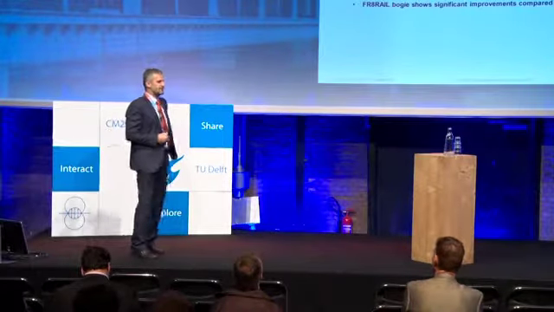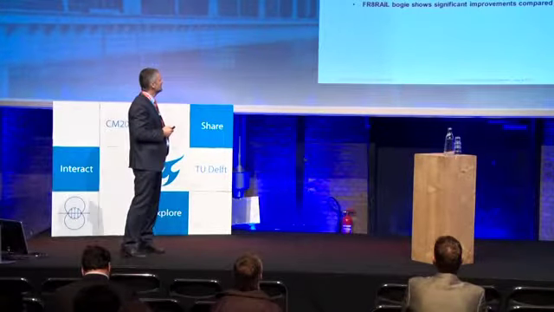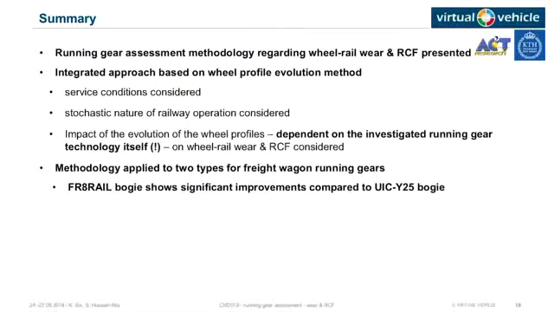I have presented a methodology based on a wheel profile evolution prediction methodology. We think it's a quite nice approach. It's fully integrated because it takes into account the evolution of the wheel profiles, which are dependent on the running gear technology itself, on wheel and rail wear and RCF, taking into account realistic operating conditions and the stochastic nature. We have applied it to this freight wheel bogie versus the UIC bogie, and the freight wheel bogie shows significantly improved values compared to the UIC one.